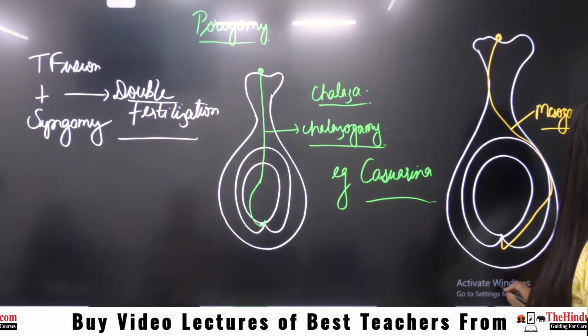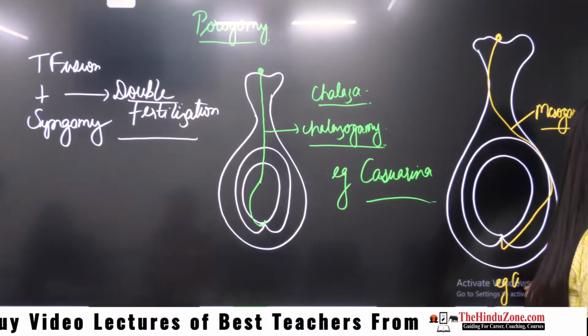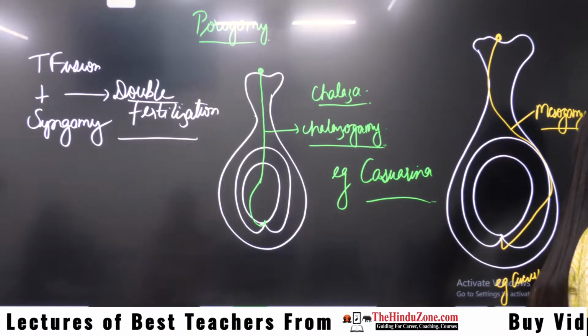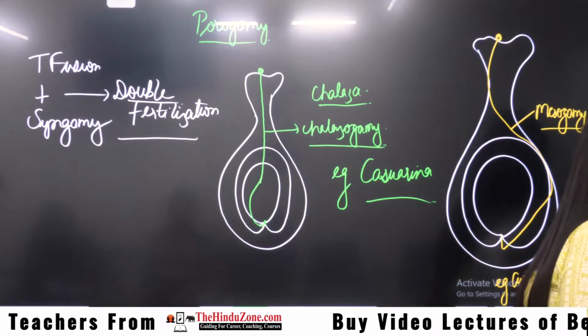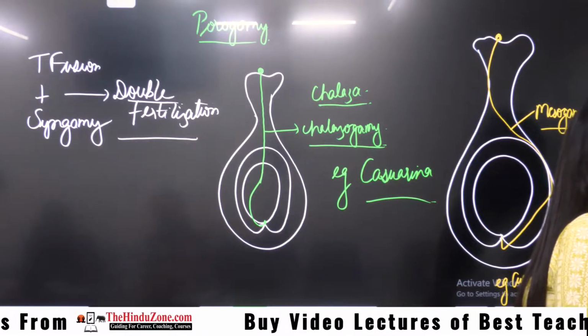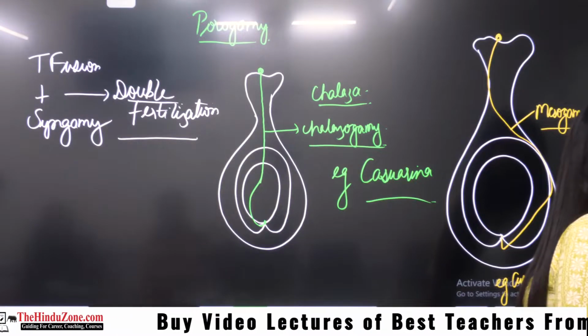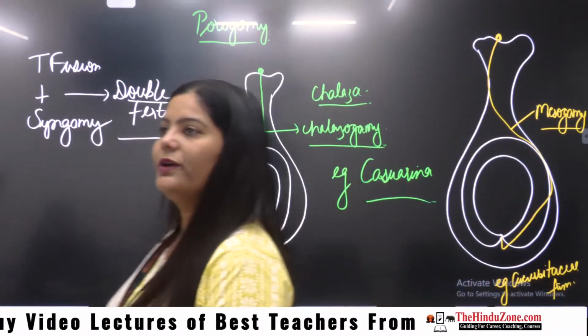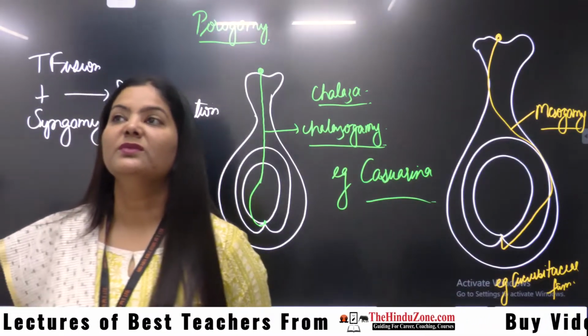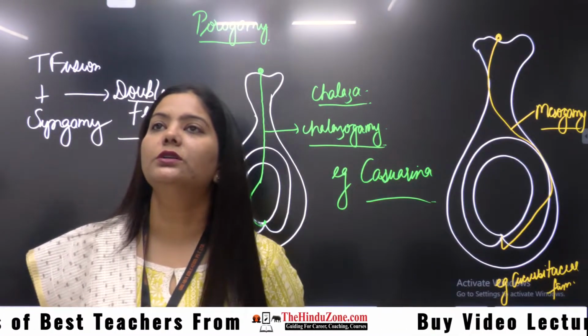For example, the Cucurbitaceae family, the cucumbers and gourds that you eat. The Cucurbitaceae family shows mesogamy. Okay? Clear to everyone? Anyone having any type of doubt?